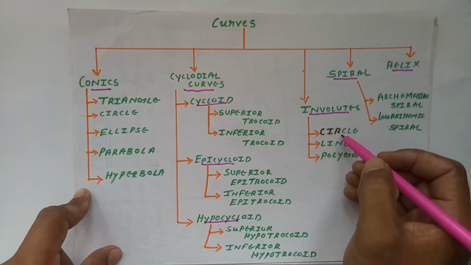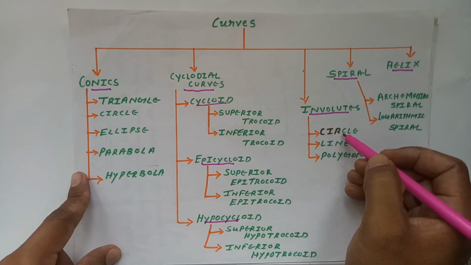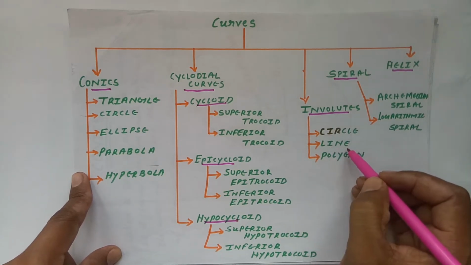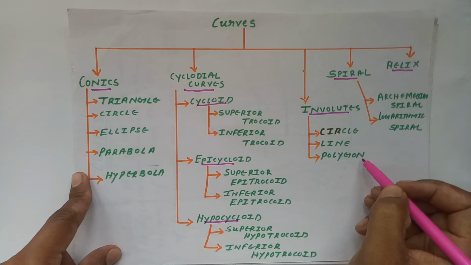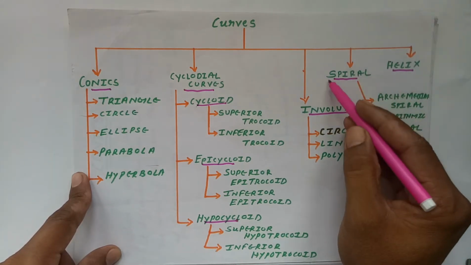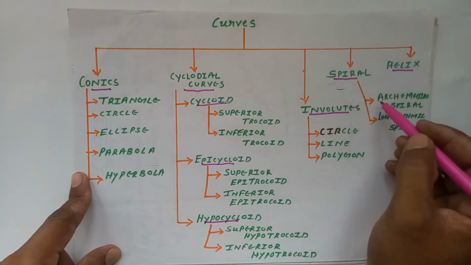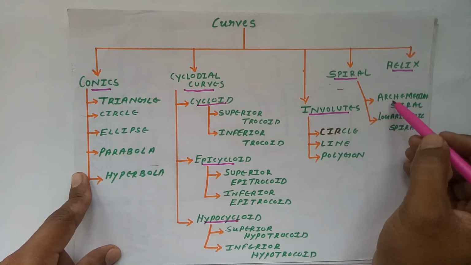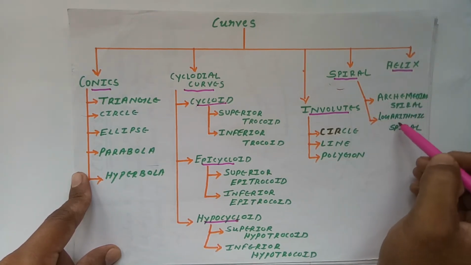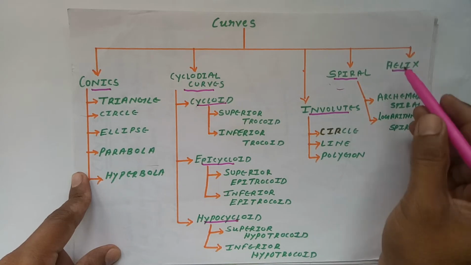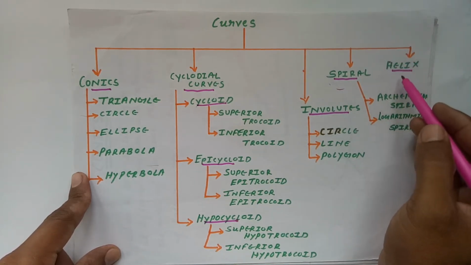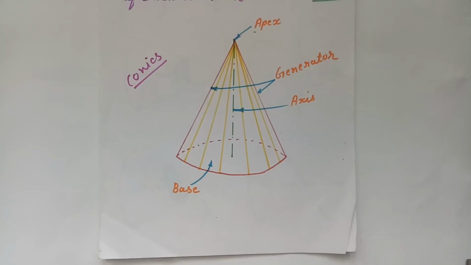Involutes are further classified into involutes of circle, involutes of line, involutes of polygons. Spiral is further classified into Archimedean spiral and logarithmic spiral. There isn't any further classification of helix. So let us start with conics.